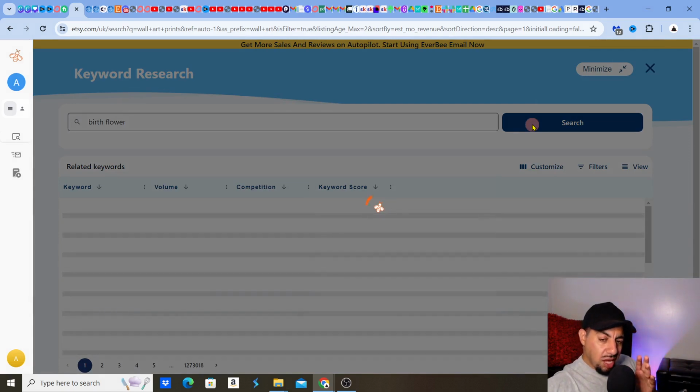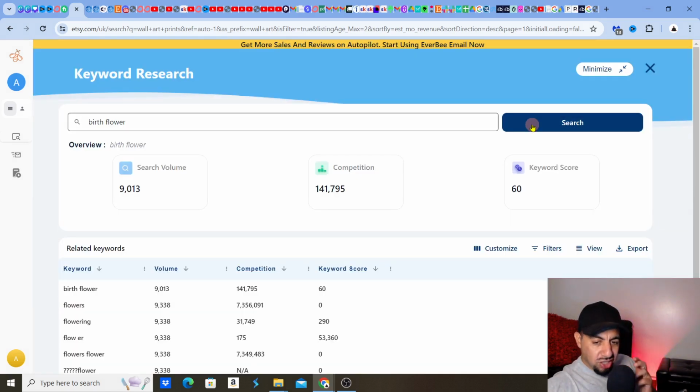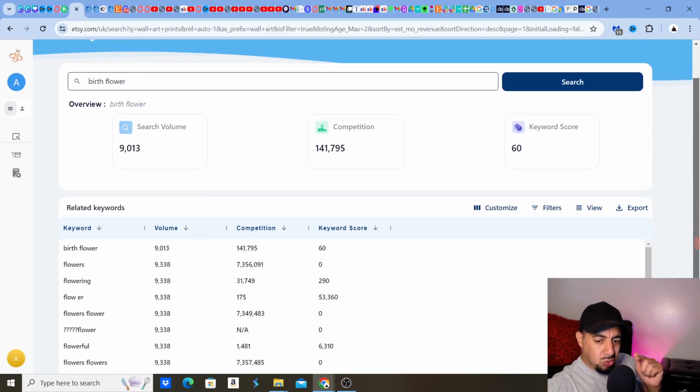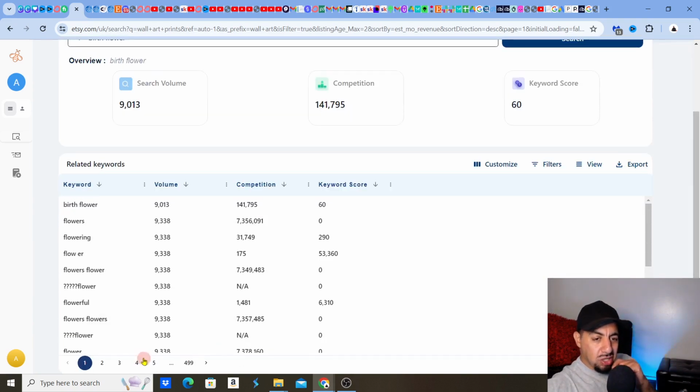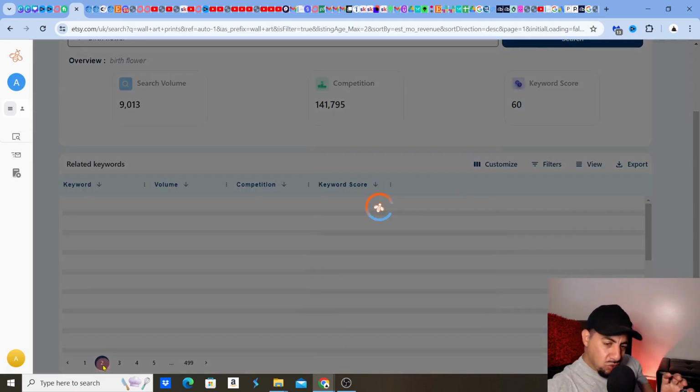And what's really cool about EverBee, it gives you also alternative words. So this in itself, keyword score of 60 is not too bad actually, right? Obviously, the higher the better, but still, that's still decent as a starting point to have. And then what it will do is it will give you related keywords. So there could be loads of keywords here that are going to relate to it, right? Which you can also possibly use.